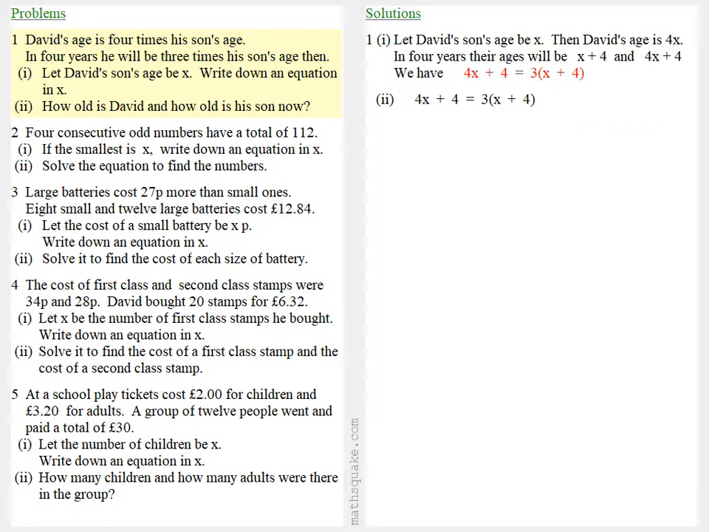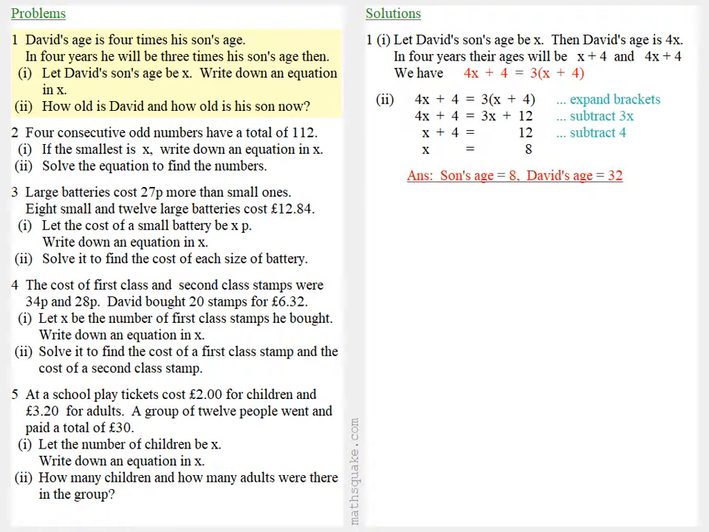We can expand the brackets, which gives us 4x plus 4 equals 3x plus 12. We can subtract 3x from each side, and that gives us x plus 4 equals 12, and we can subtract 4, so x equals 8. So, David's son's age is 8, and David's age is 4 times that, so his age is 32.